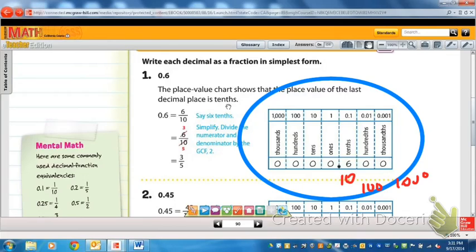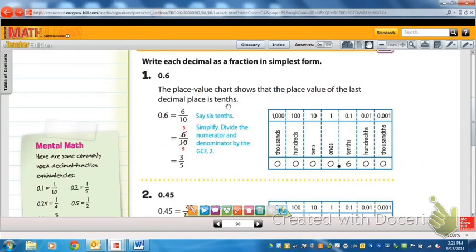So if you see the example to the left, it says 6 tenths because 0.6. The 0 is in the ones spot. The 6 is in the tenths spot. So because it's in the tenths spot, we're just going to put 6 over 10 as a fraction. But we have to simplify it and reduce it. So if we reduce 6 tenths, 6 divided by 2 is 3, and 10 divided by 2 is 5. So we get 3/5.